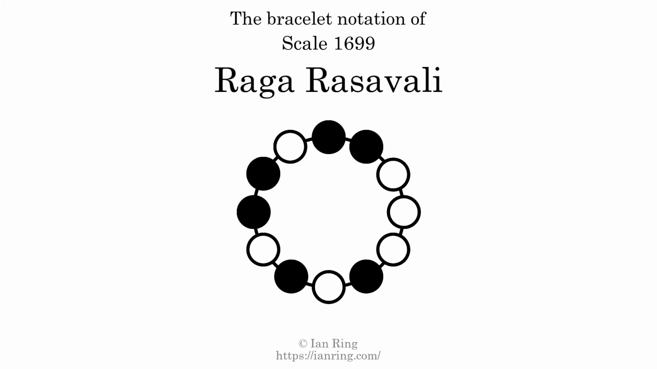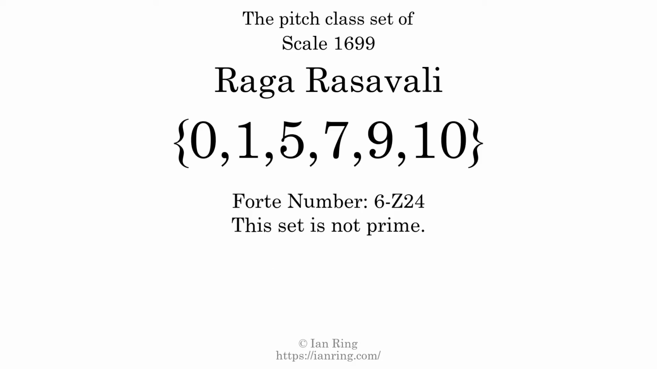This is a bracelet notation diagram of scale 1699. The shaded circles represent tones that appear in the scale, and they are read clockwise, starting at the top. The pitch class set for this scale is 0, 1, 5, 7, 9, 10. The forte class is 6Z24. This set is not prime.